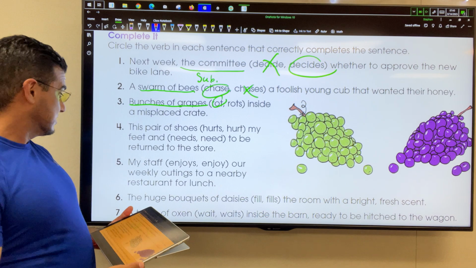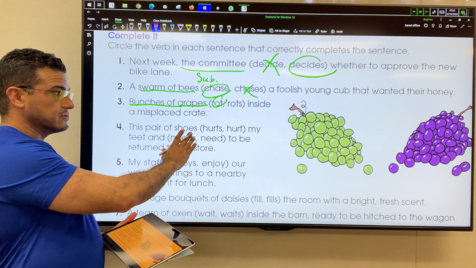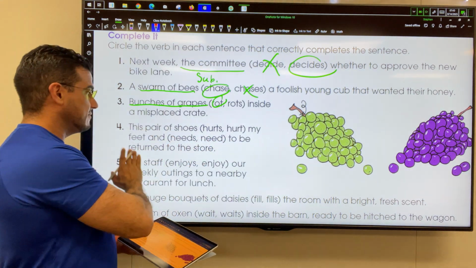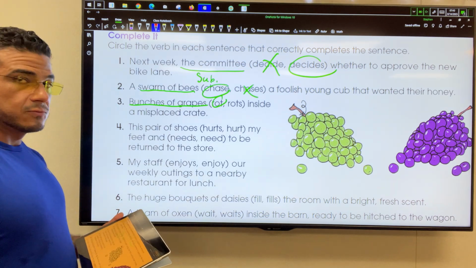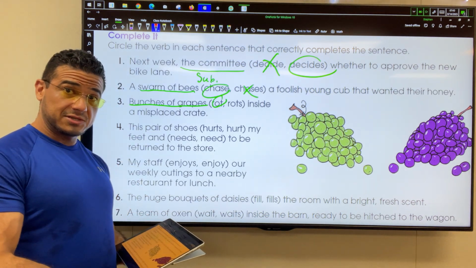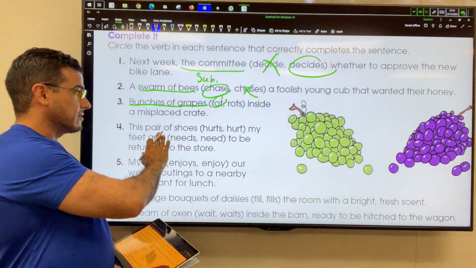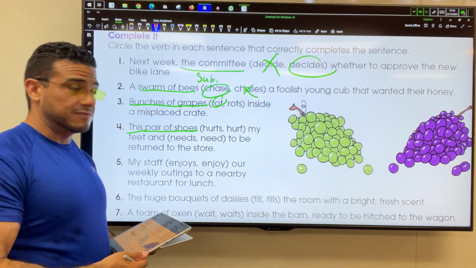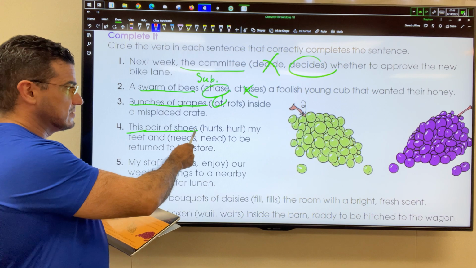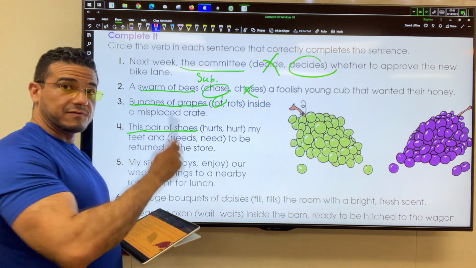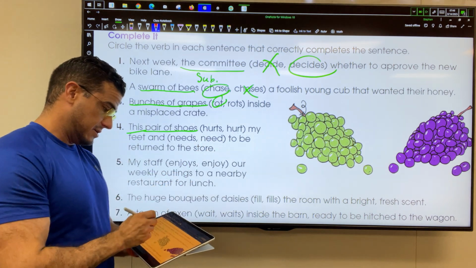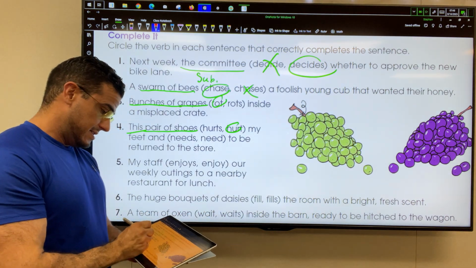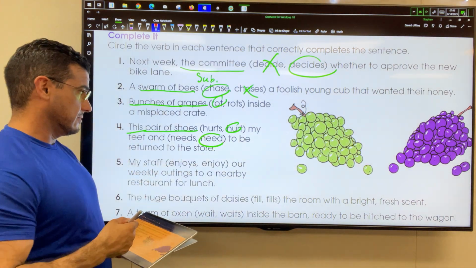And we'll wrap it up with sentence number four. This pair of shoes either hurts or hurt my feet and either needs or need to be returned to the store. We're still talking about which subject. What's our subject of the sentence? Well, we're talking about this pair of shoes. So the pair, or this pair of shoes. We're going to continue to use those definite articles. Shoes ends with an S. We're talking about a plurality of shoes. The verb that I would select would be hurt. Hurt my feet, and need, so you want to stay consistent. Need to be returned to the store, period.